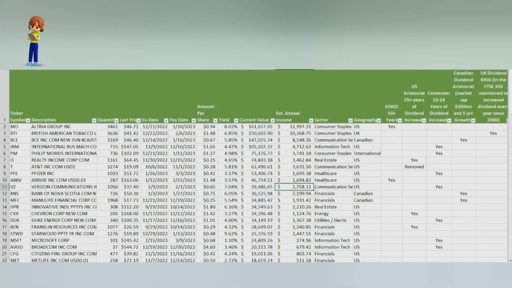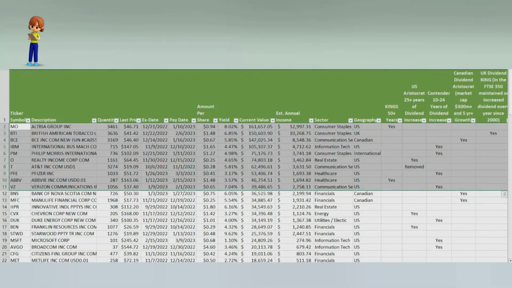Verizon is giving me $2,758 in dividend income. And did you know that they are a dividend contender? So one thing you'll notice in my top 10 positions is how packed it is with dividend aristocrats, dividend kings, and dividend contenders. And that's just one way I try to manage risk a little bit.